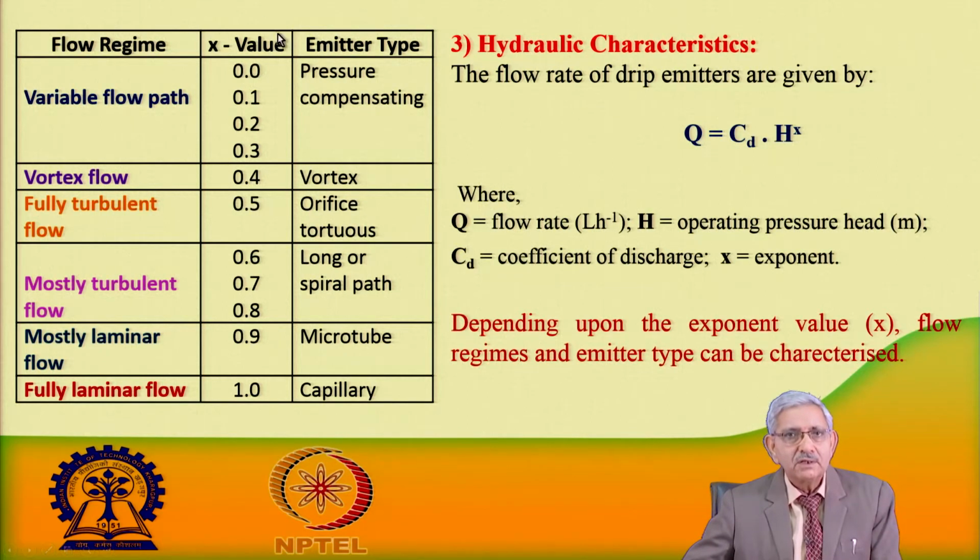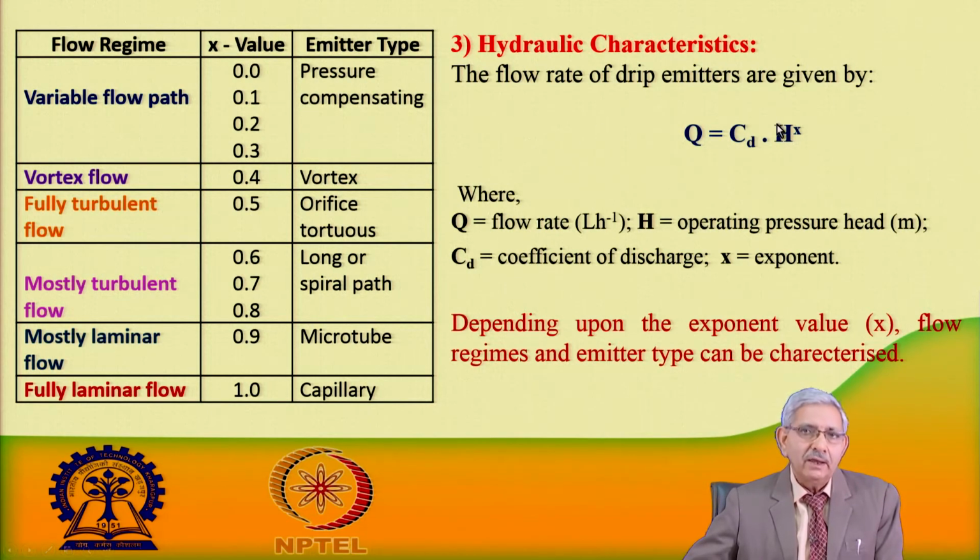So, x is obtained by plotting these data either on log sheet, or you are using a set of equations to find out the value of C d and x. And then x defines what type of emitter it is, and under which flow regime it is. So, these are the parameters.